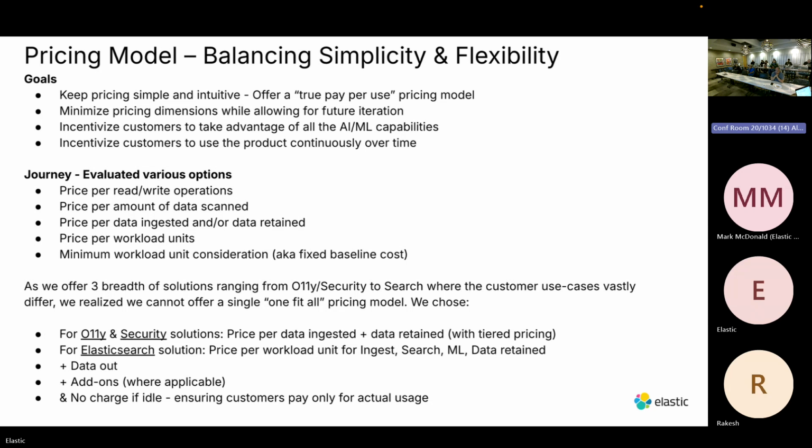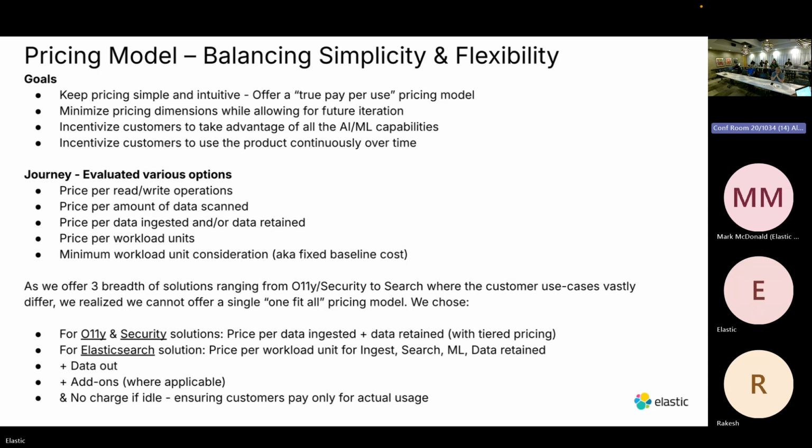So we realized that there are a bunch of different options we can go with, but we went back to the drawing board to see what our customers would want to use. We have three solutions: observability, security, and search. But each of those use cases varies so differently that we cannot offer a single pricing model. We realized that observability and security are more about ingesting the data and making sense of the data, which should be more coupled together. That's where we ended up pricing by data ingested and data retained.